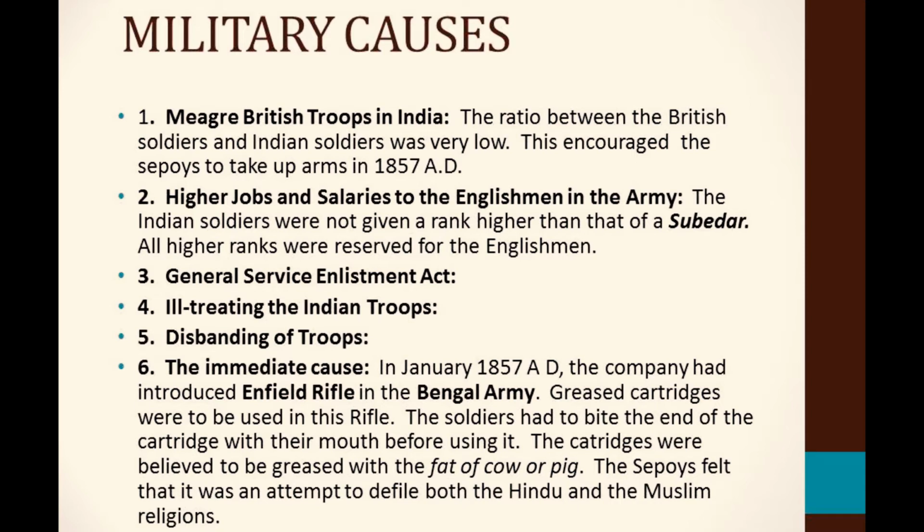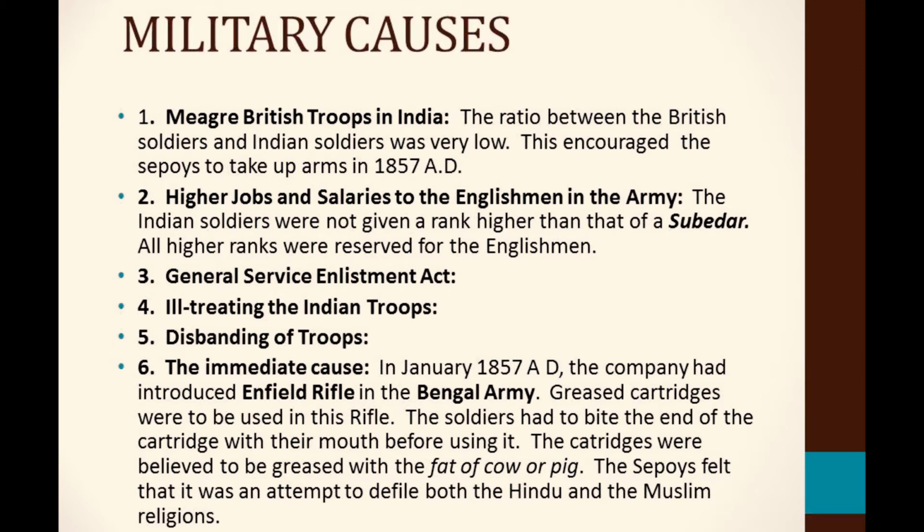Then also, higher jobs and salaries were given only to the English people. For the Indians, they gave only the rank up to Subedar. The high ranks were given only to the English. Then comes the General Service Enlistment Act. At the same time, they ill-treated the Indian troops. Another one is the disbanding of the troops. These are some of the causes that made the Indian people revolt against the British.